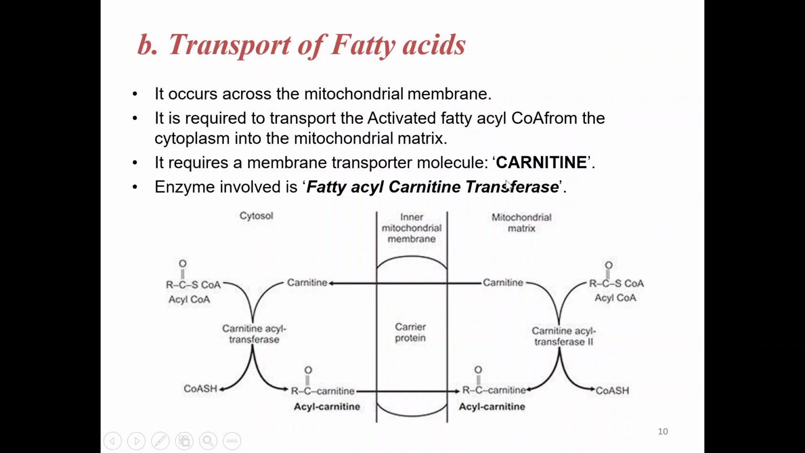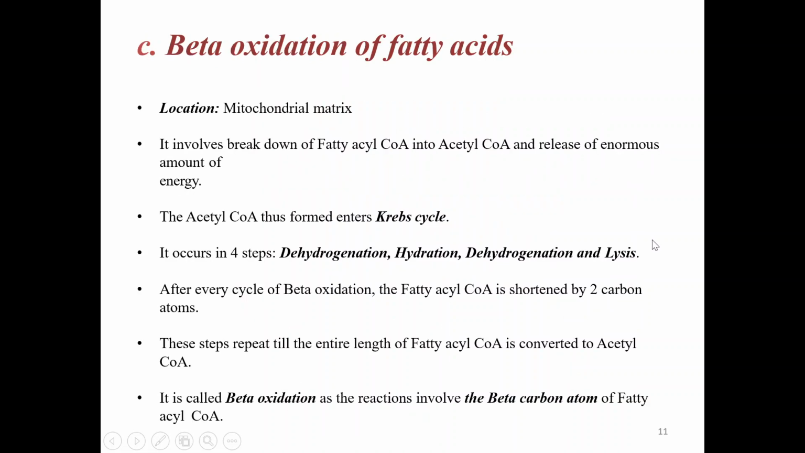So they'll ask you for 2 marks: what is the role of carnitine in the beta oxidation pathway, or rather in fatty acid metabolism? Now we have understood 2 steps. One is activation of fatty acid. Number 2 is transport of this activated fatty acid into the mitochondrial matrix.